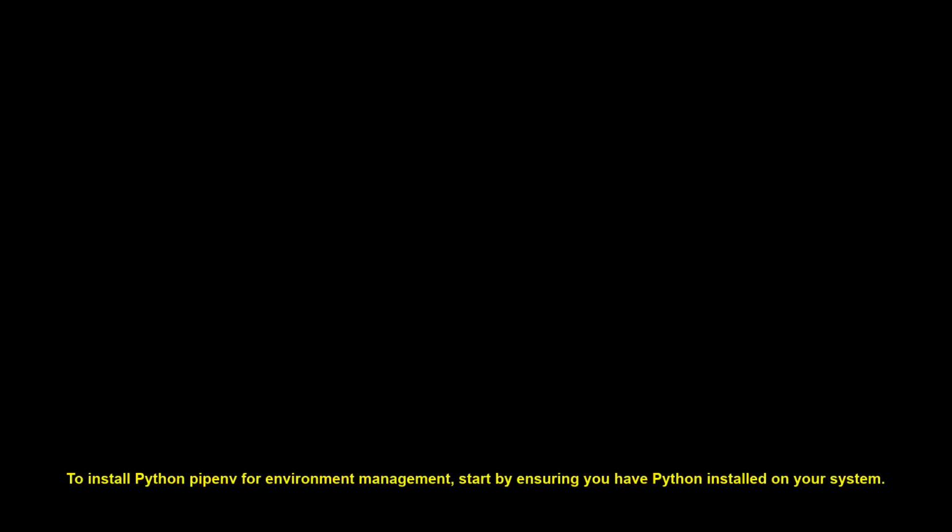To install Python Pipenv for environment management, start by ensuring you have Python installed on your system. You can check if Python is already installed by opening your command prompt or terminal and typing python --version. If Python is not installed, download it from the official Python website and follow the installation instructions.